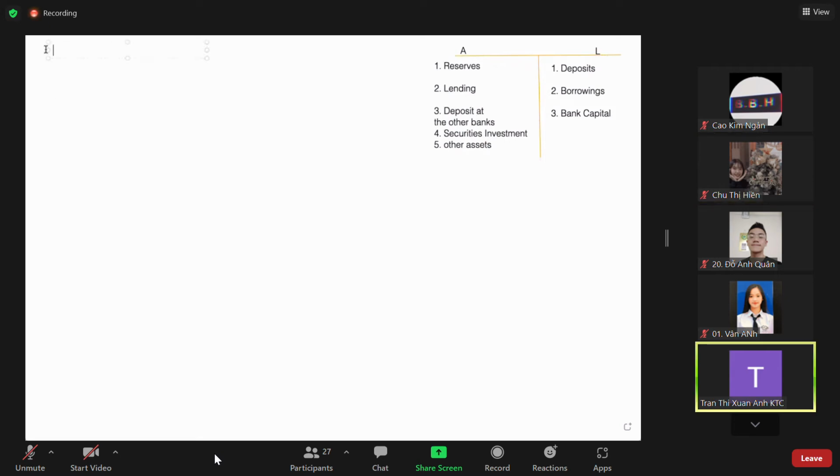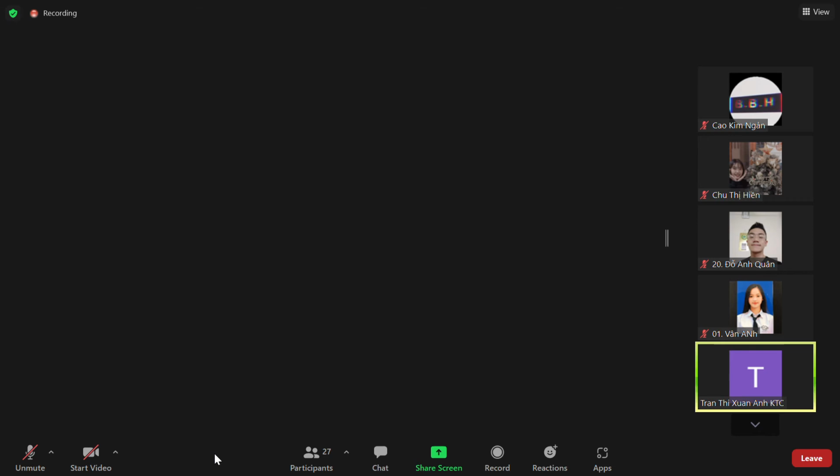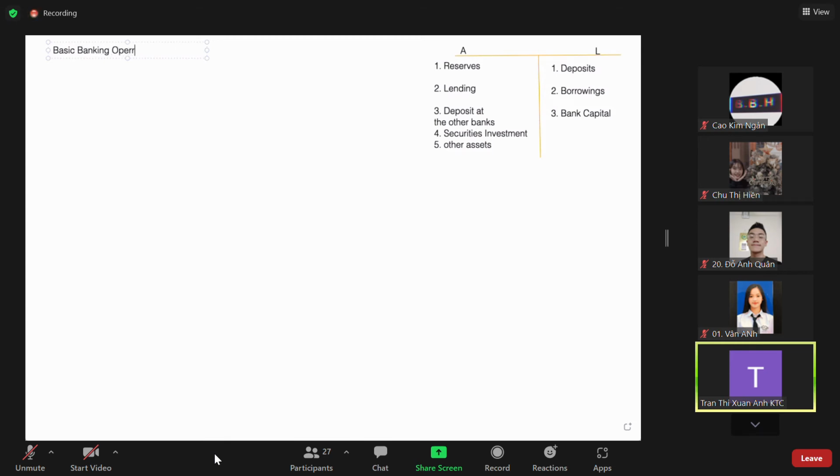The first one that we need to care about is the basic banking operation, that is, keep 3 of them. The first one, asset transformation. Did you learn this one earlier? Let's check again, to make sure that I'm not talking about the one that you have already learned.